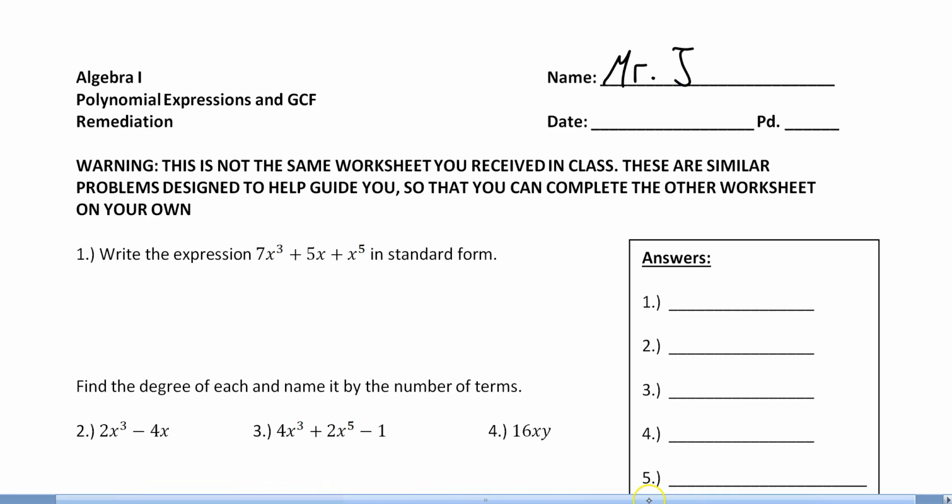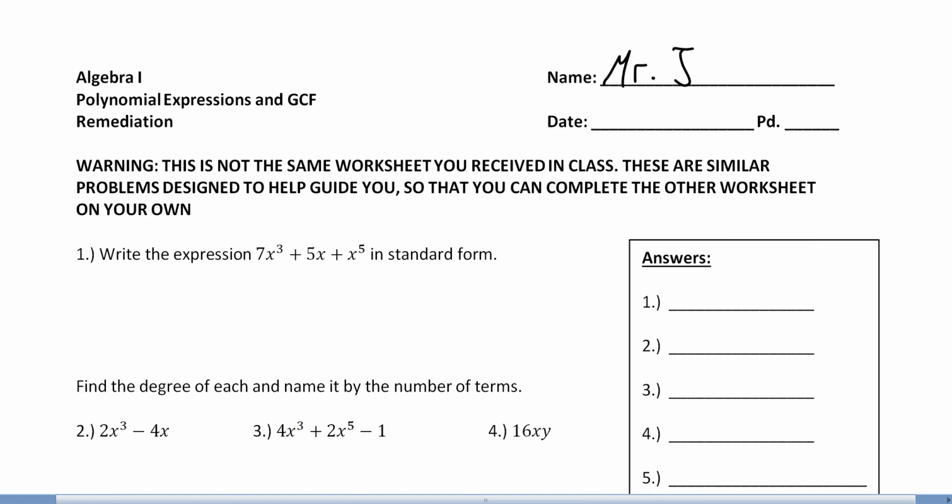Today we're looking at a remediation to help us with the last couple things we've been learning in terms of adding and multiplying polynomials and then doing the GCF. You have a worksheet that you're working on right now to go through some of that stuff again. This worksheet looks similar, but it is not the same one. This is just here to guide you so that you should be able to do that other one on your own.